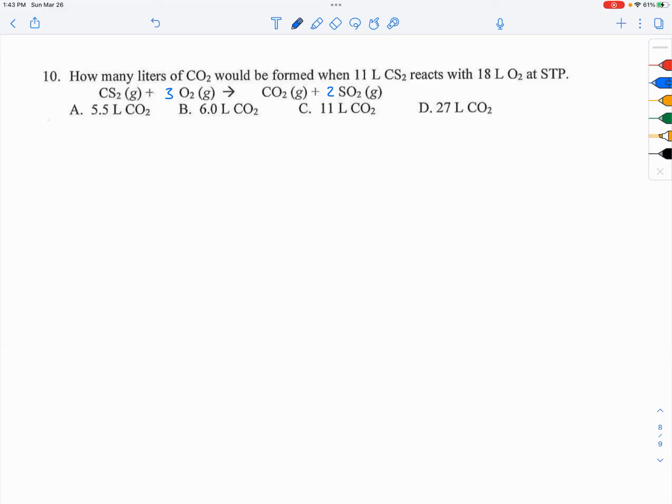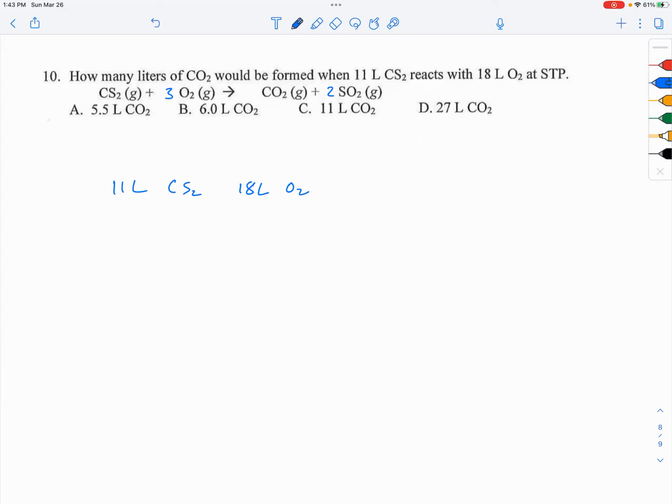Okay, so whenever you see an equation, you always assume that it is not balanced. Okay, you have the responsibility to check it. So we're saying you have 11 liters of CS2 and 18 liters of O2. So you have these two reactants. So now whenever I see two reactants being given, I'm only thinking about one thing, and that is one of them should be a limiting reactant.